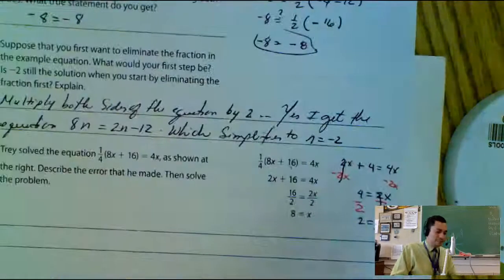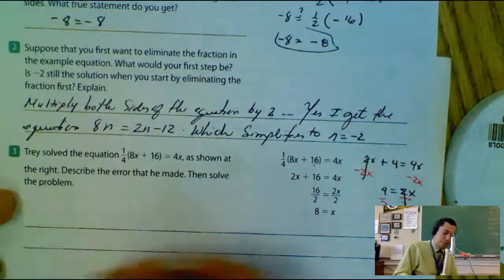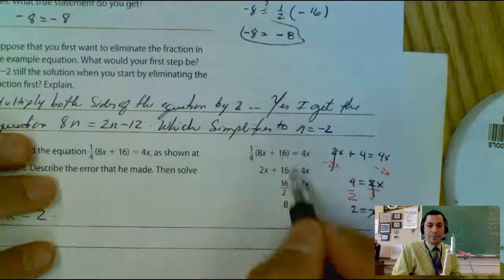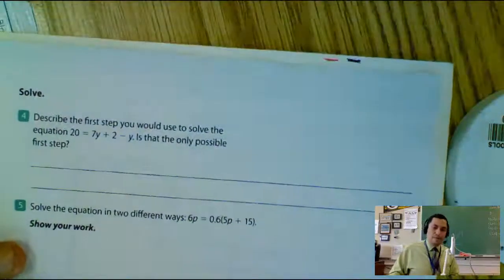And that's the solution. That will be the solution: x equals 2. And the explanation is he forgot to apply correctly the distributive property. That's 153. Let's move to 154.